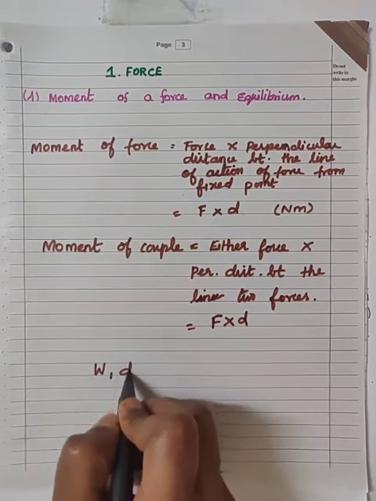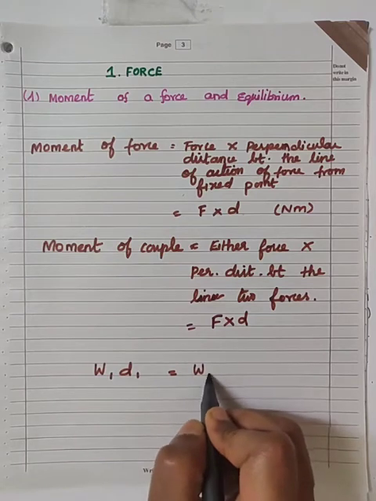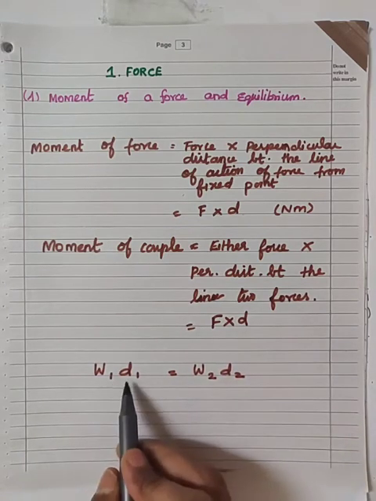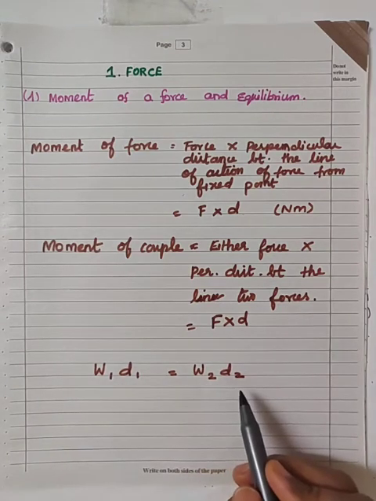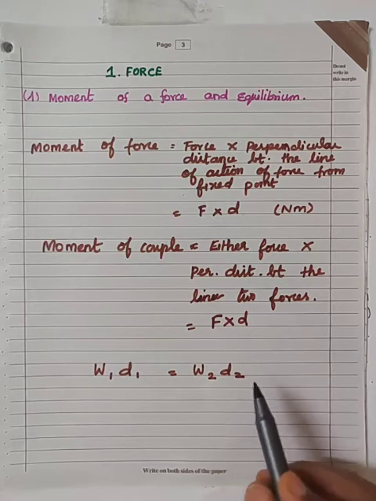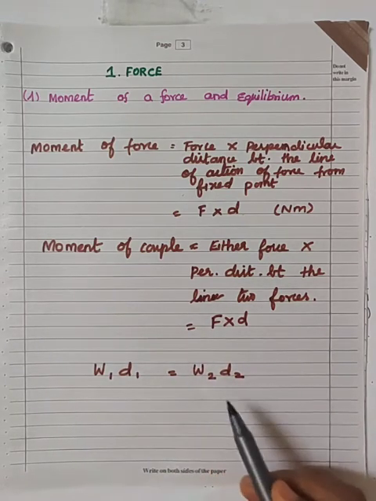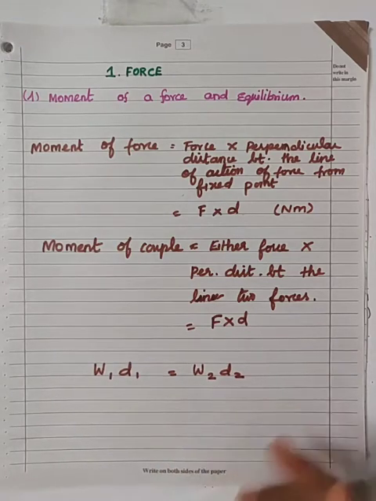And the other one, according to the principle of moments, for a body to be in equilibrium, the sum of the clockwise moments should be equal to the sum of the anticlockwise moments, which we write as W1 D1 is equal to W2 D2. Suppose W1 into D1 represents the clockwise moment and W2 D2 represents the anticlockwise moment. For the body to be in equilibrium, the clockwise moment should be equal to the anticlockwise moment. This is according to the principle of equilibrium.